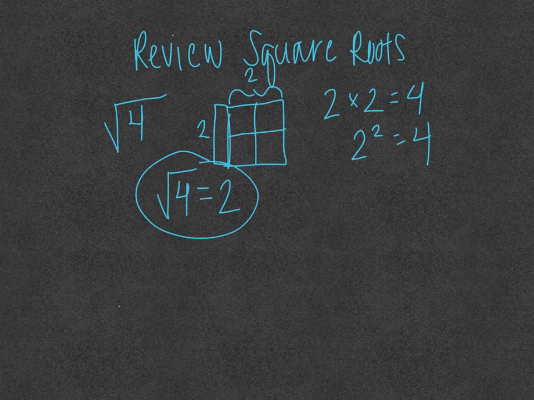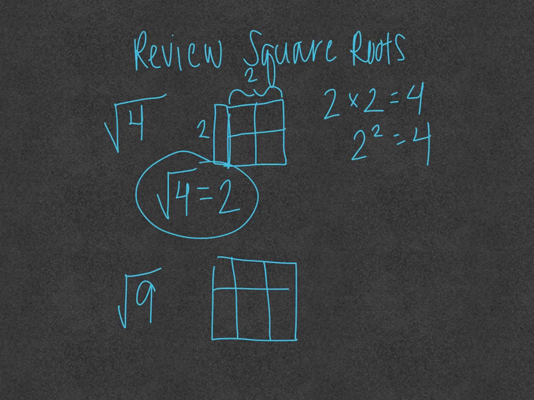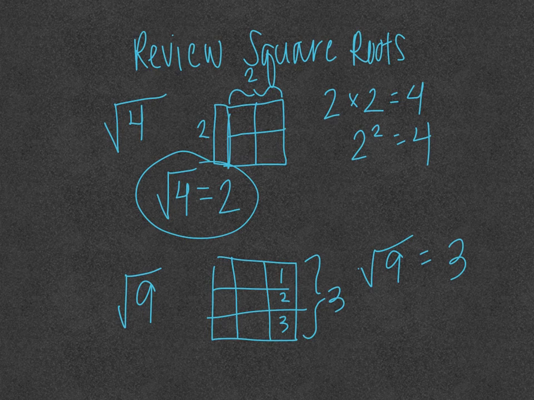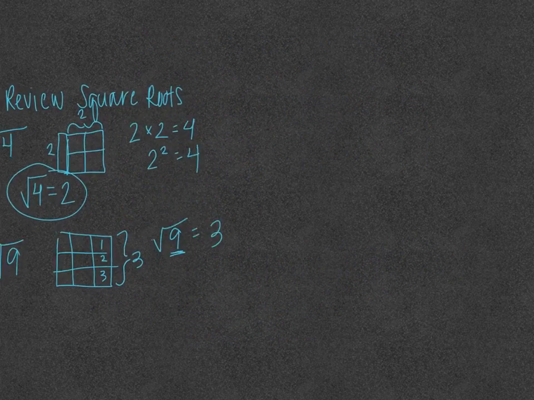We can do the same thing with the square root of 9. We can use this square made up of 9 smaller squares and find out the length of one side, which is 1, 2, 3, to find the square root of 9, which is 3. We're just looking for a number that we can multiply times itself to get the number inside the radical, which happens to be 9.